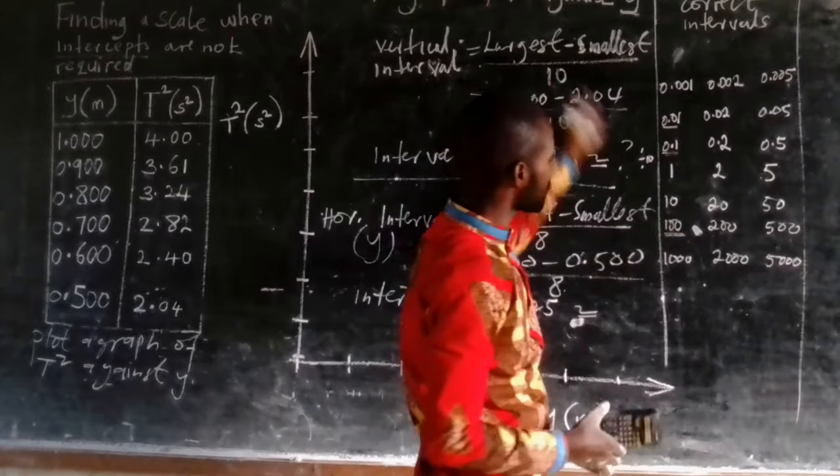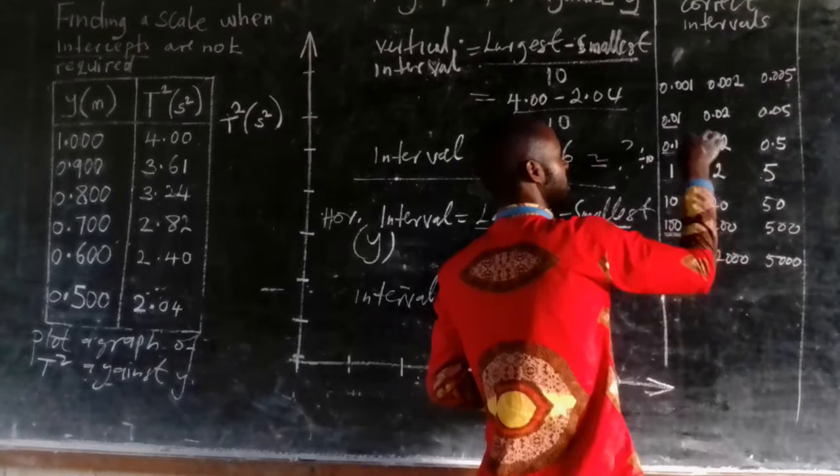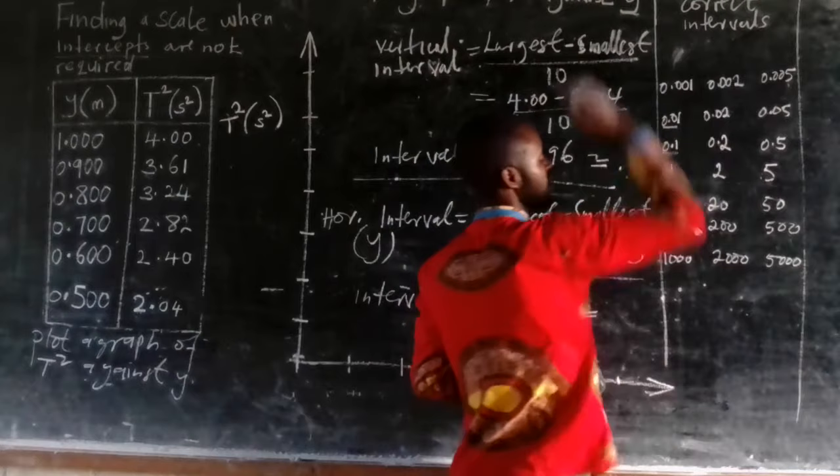But all in all, the key is this one here. As long as you know a 1, a 2, a 5, then going upward, keep dividing this by 10, this by 10, this by 10. Then what you get divided by 10, you get this. This by 10, you can generate many more. Now, how does this table help us to get to the convenient interval?